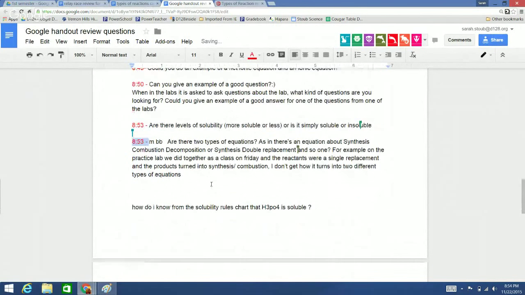Are there 2 types of equations? As in, there's an equation about synthesis, combustion, decomposition, or synthesis. For example, on the practice lab we did together as a class on Friday, are you talking about the egg demo? And the reactions were a single replacement and the products turned into synthesis? Yes. There were 2 types of equations there because there were 2 steps to the reaction. The first step of the reaction was me reacting zinc with hydrochloric acid, and that happened in the flask. And then I took the products from the flask and I piped them into the egg. The hydrogen gas went into the egg, and that's where the synthesis reaction happened. So I did 2 different equations. One happened in the flask and one happened in the egg.